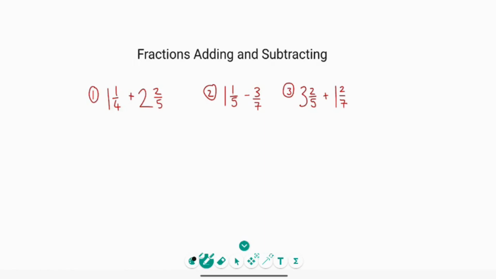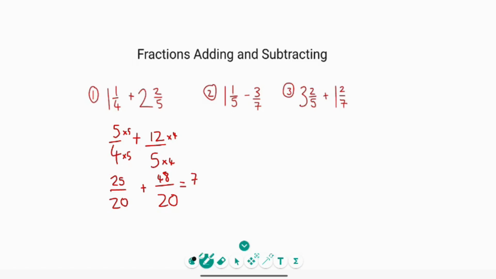1 times 4 is 4, add 1 is 5. So we've got 5 quarters here. Plus 2 times 5 is 10, plus 2 is 12. Common denominator is 20. So we need to convert them into equivalent fractions out of 20. So we multiply this by 5. We're multiplying this by 5 to get 25. Multiply this by 4 to get 48. Okay, 25 add 48 is 73. So we have 73 20ths.